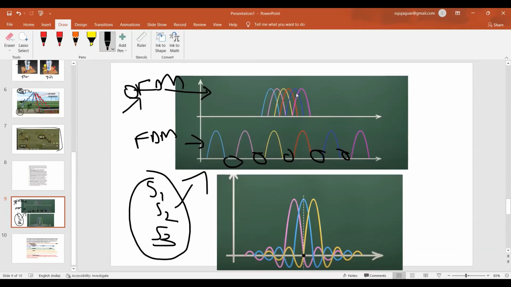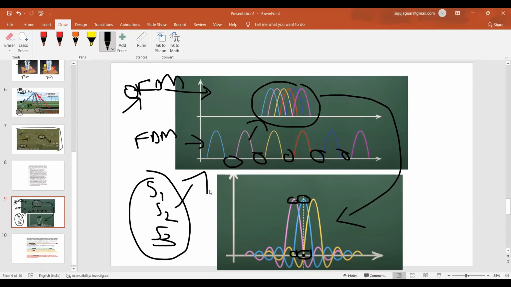But in OFDM, the same data has very little spacing, and there are no gaps present, due to which there is no loss of bandwidth, and they are placed orthogonally to each other. If you see this, they are placed orthogonally to each other, so there is no interference of waves. If you observe this blue color peak line, at this point the yellow color and pink color are at zero. When pink color is at its peak, you can see the blue and yellow color are at zero. So there is no interference of signals here.